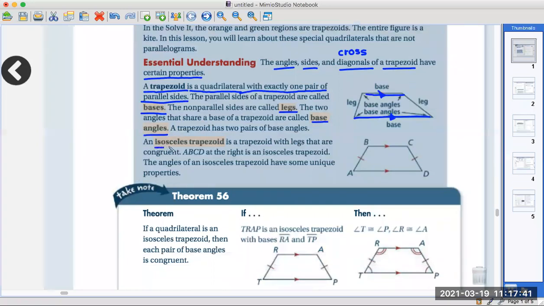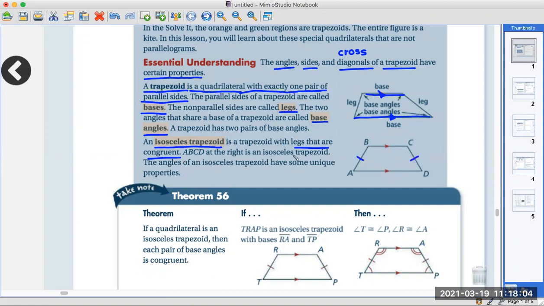And now we're talking about a special trapezoid, which is called an isosceles trapezoid. Legs are congruent. So the bases are this and this. They're not congruent. They're not the same length. They're just parallel, but the legs, these two are congruent. Do you see the tick marks? Okay.